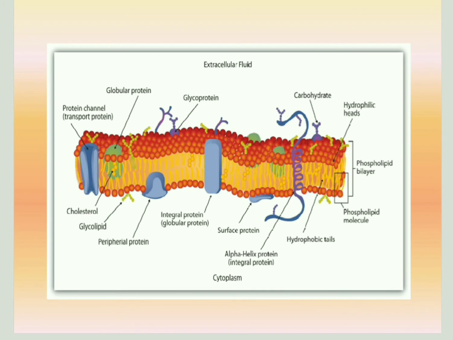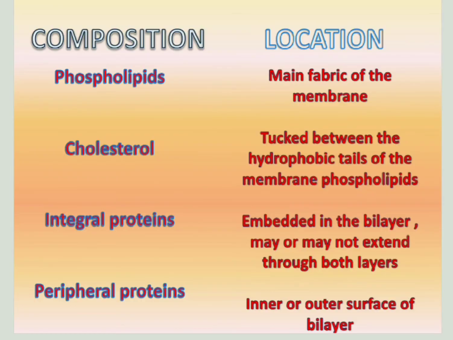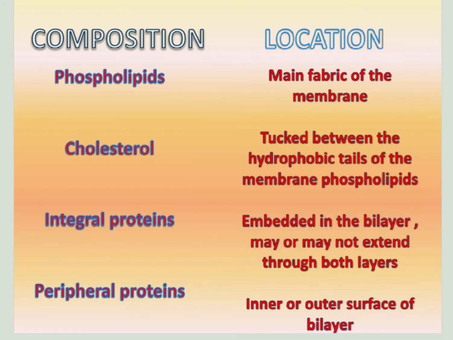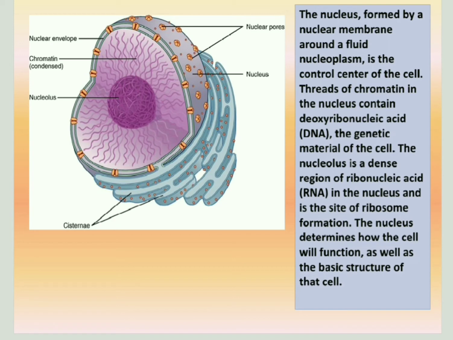See this integral protein, this blue one. These are embedded between the bilayers, but they may or may not extend up to the bilayer. Then see peripheral proteins, on the inner or the outer surface of the bilayer. Here on the below side you can see the peripheral proteins, on the inner and the outer surface.